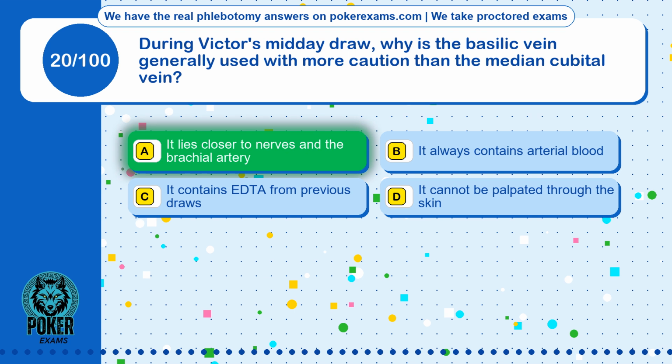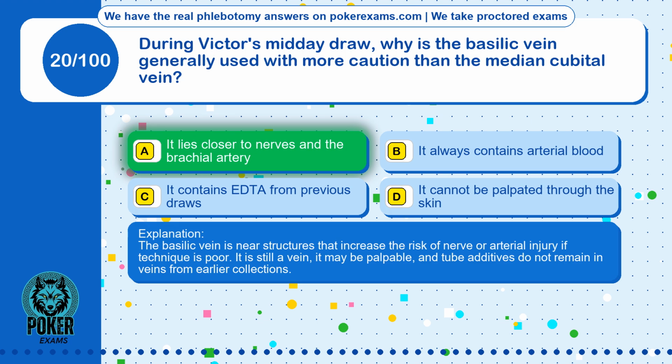The correct answer is option A. It lies closer to nerves and the brachial artery. The basilic vein is near structures that increase the risk of nerve or arterial injury if technique is poor. It is still a vein, it may be palpable, and tube additives do not remain in veins from earlier collections.